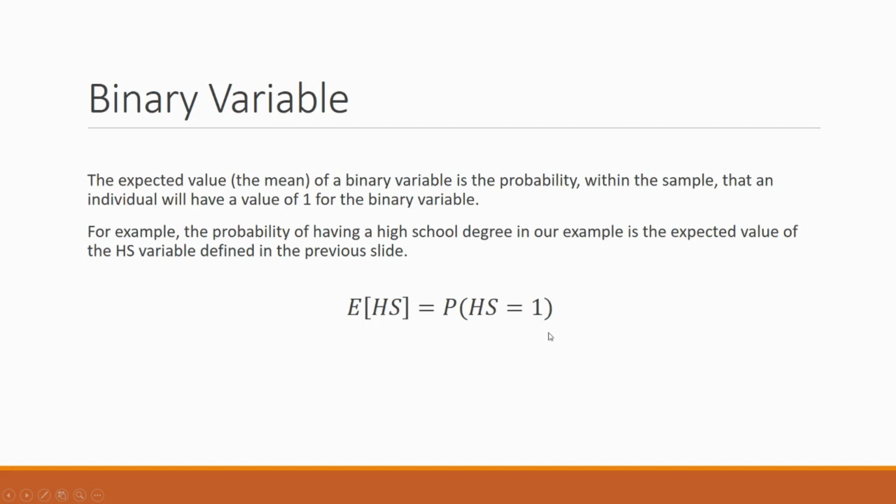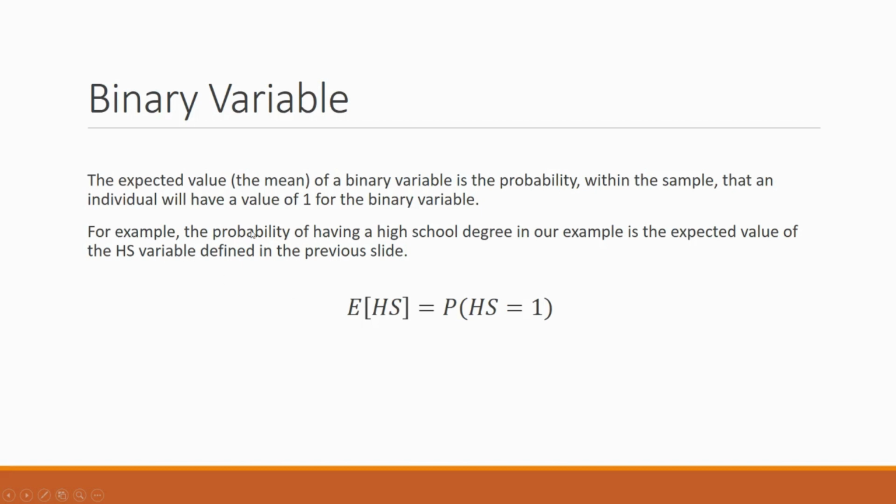So the expected value is equal to the probability. The expected value of the high school degree variable is the probability that an individual in our sample will have a high school degree. This notation, P with parentheses, means the probability that whatever is inside the parentheses is true. So the probability that the high school degree variable will equal 1, that's what this expression is, just notationally. All right, so the expected value equals the probability.